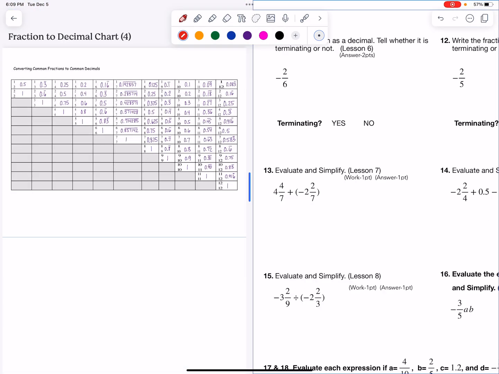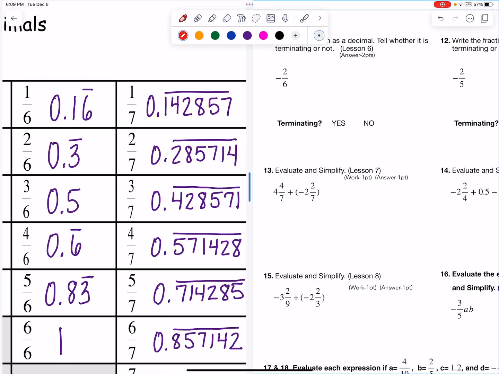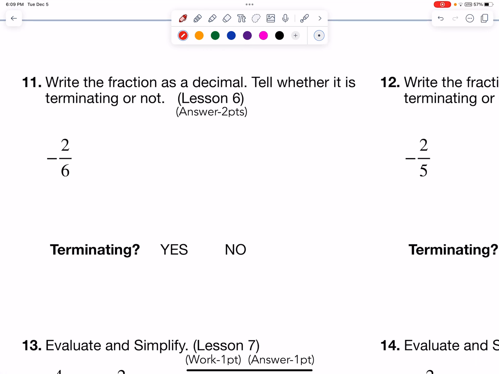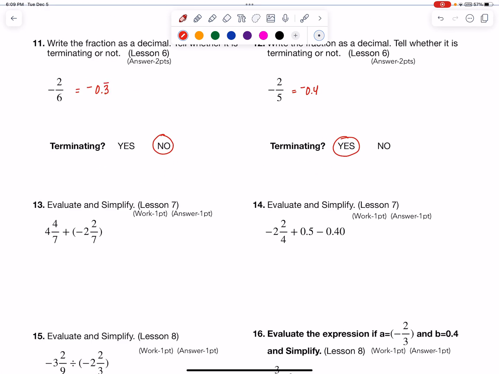let's pull this out. So here is 2/6. You have 0.3 repeating. Okay, but this is a negative 0.3 repeating, and tell whether it is terminating or not. We're going to say no. Okay, it's not terminating. All right, 2/5. I already know 1/5 is 0.2, so 2/5 is 0.4. It's also negative. Is it terminating? Yes. Okay, so that's all you have to do for that.